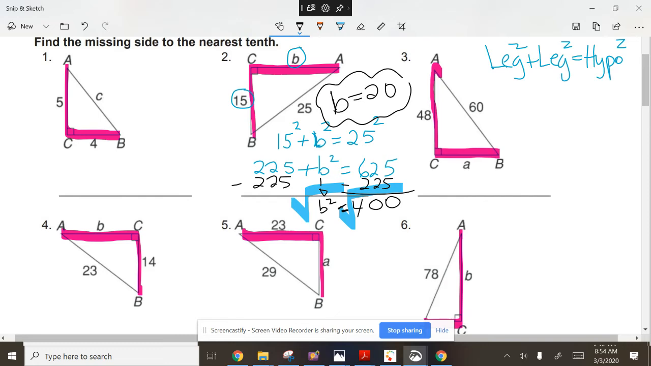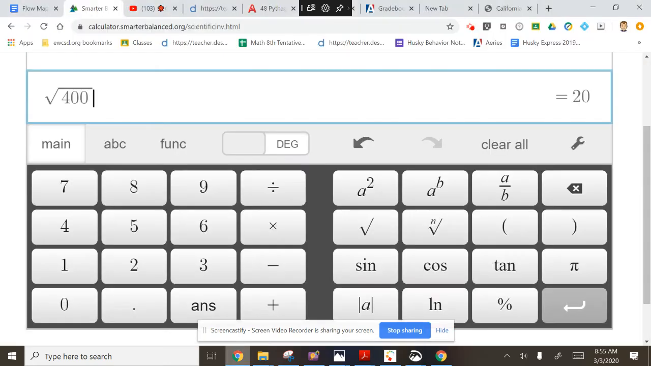Should we do another one? Let's go ahead and try this number 3 on the right side. So if we're going to do this one, I'm going to set it up again. You see my legs right there: 48 squared plus a squared equals 60 squared. So I'm going to go to my calculator, figure out what 48 squared is, and then figure out what 60 squared is.